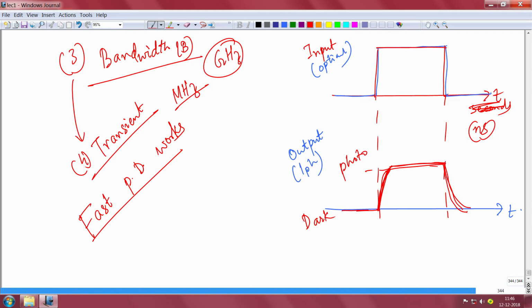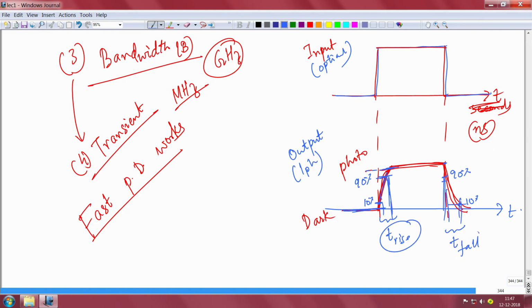The way we define it is that if this is your photocurrent, then 90% of the photocurrent is here, and this is the dark current. This dark current is not 0 by the way, it will be very small, like picoamps or femtoamps. You take 10% of this value here. What is the time that the detector takes to rise from 10% of the photocurrent value to 90% of the photocurrent value? That time is called the rise time. Similarly, this is 90% of the peak value, this is 10% of the peak value. The time it takes to come from 90% to 10% is called the fall time. So these are called the rise time and fall time of the detectors.